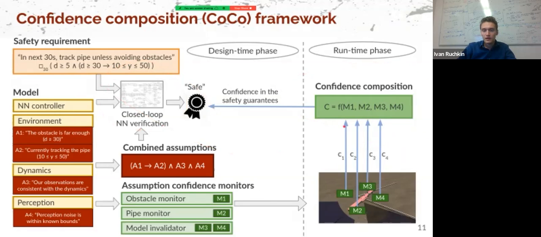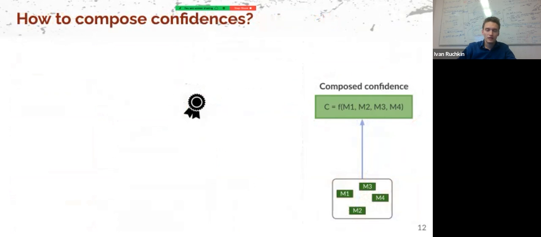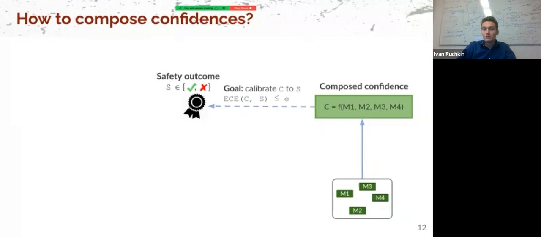The key to making this framework work is composing the confidences appropriately. And so I want to spend a bit more time explaining the mathematical aspects of how to do that. Let me clean up this picture. So we have our composed confidence, and it's supposed to predict the safety outcome, which is a binary random variable. It either happens, we're safe, or it doesn't happen, we crash. We want a good enough estimate of the probability of the safety. That means that the ECE needs to have some known upper bound E that's hopefully small and not 1.